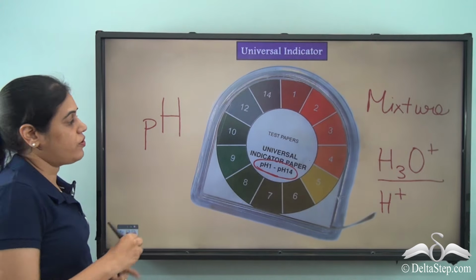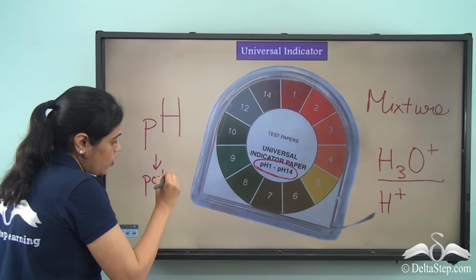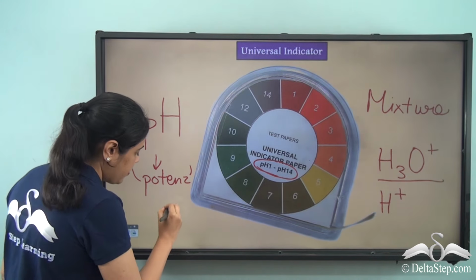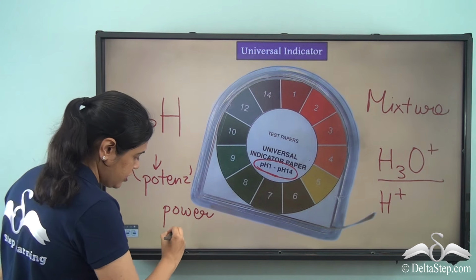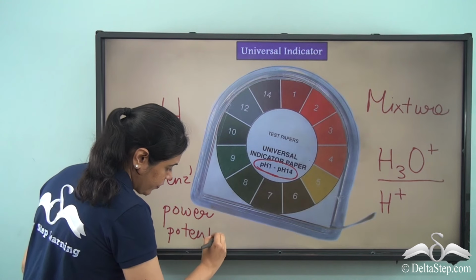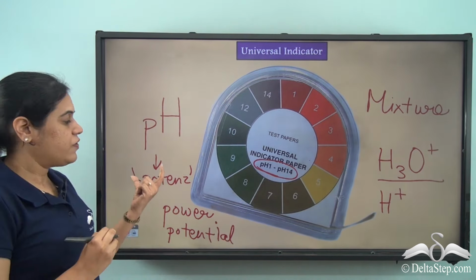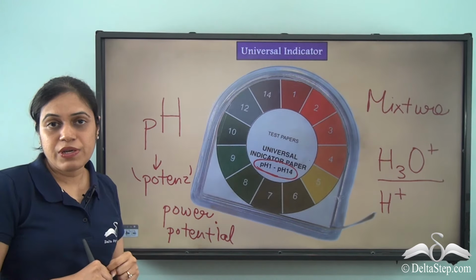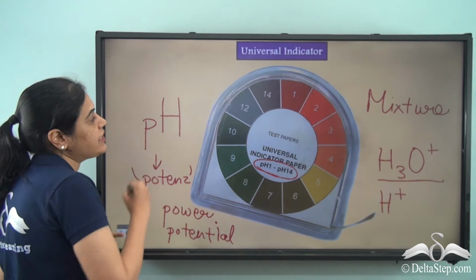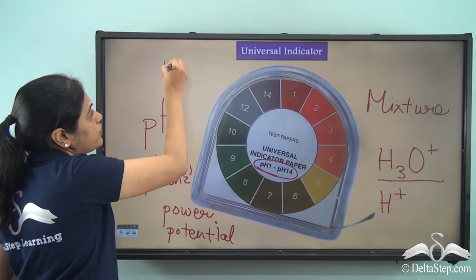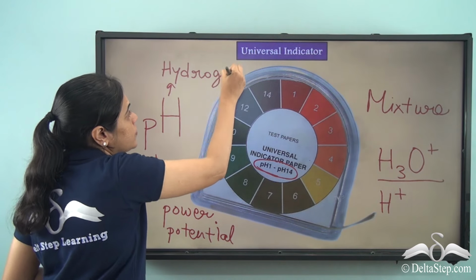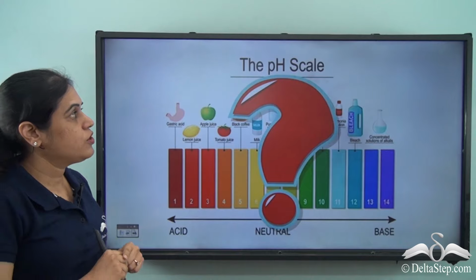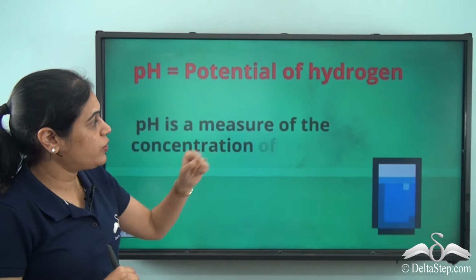Now, what does p stand for? p stands for potens, a German word which means power or potential, and H stands for hydrogen. It means we are looking for the power or potential of hydrogen ions. So, in the pH scale, pH stands for potential of hydrogen.